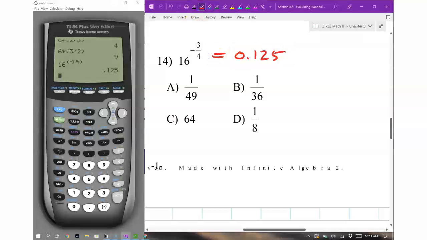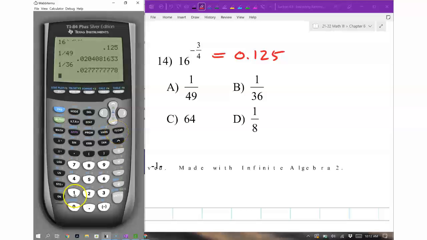But that's not an option. So what do I do? Because I know my answer's right. But which one do I pick? How could I figure it out? Yeah, let's turn my answers into fractions. So let's see, 1 divided by 49. That's not 0.125. So, okay, 1 divided by 36. That's not 0.125. 1 divided by 64 is not 0.125. 1 divided by 8, 0.125. This is my answer right here.